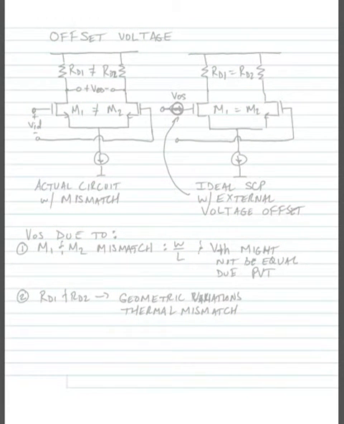Alright, before we start looking at higher gain amplifiers, I wanted to look at what happens with offset in an operational amplifier. And we're going to look at a differential pair with a resistive load first. So let's go back to our traditional differential pair with resistive load.